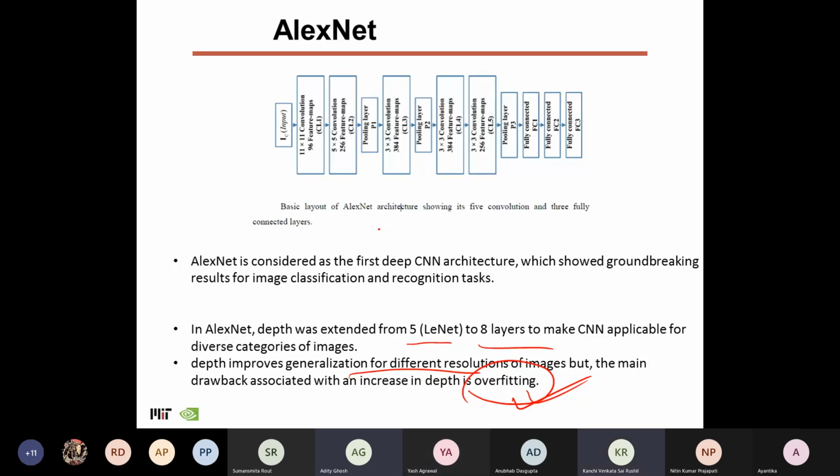Or should I repeat it once again? Yes, ma'am. This part is clear, but ma'am, before applying the activation function, some bias is added. So what is the significance of that bias in the CNN context?